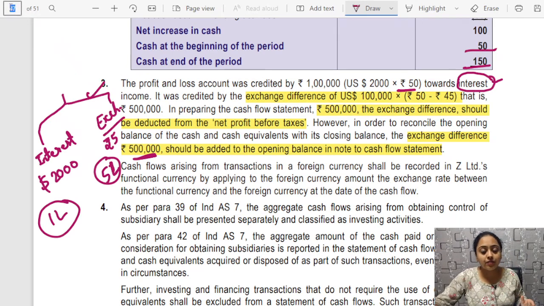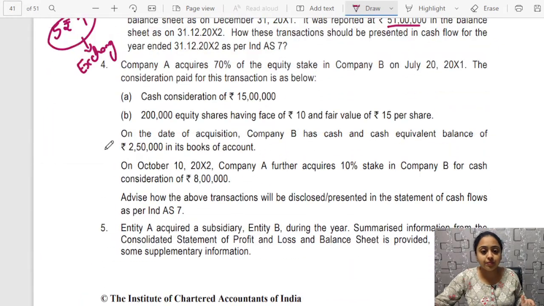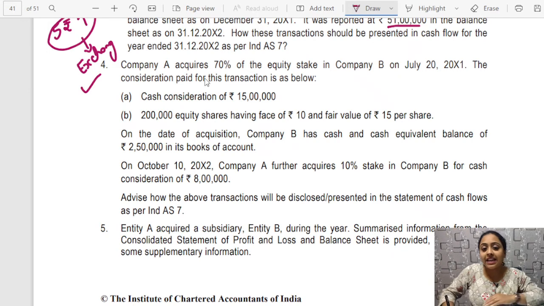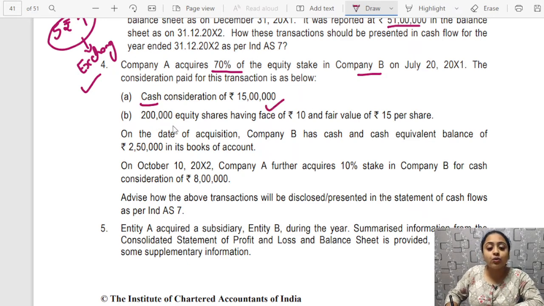Next, fourth question. This is a very good question. Company A acquires 70% of the equity stake in company B on July 20, 2001. The consideration paid for this transaction is as below: 15 lakh cash, so the cash outflow has been 15 lakh, and 2 lakh equity shares having a face value of 10 and a fair value of 15 per share. On the date of acquisition, company B has a cash and cash equivalent balance of 250 in its books of account.